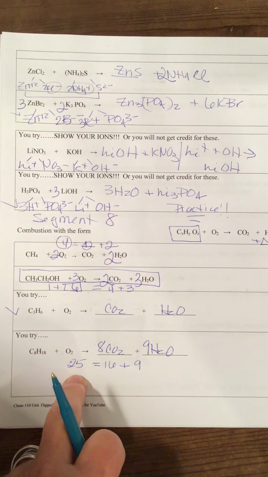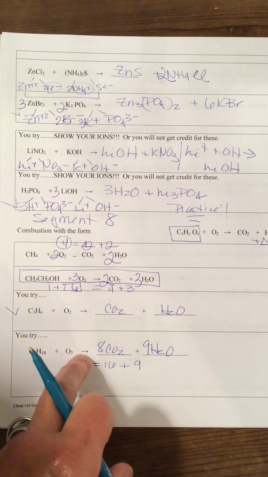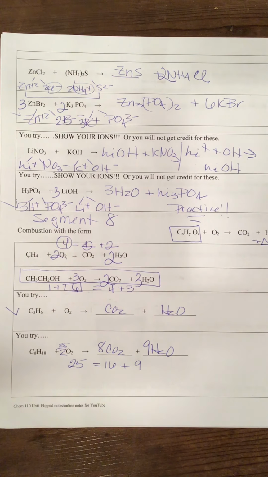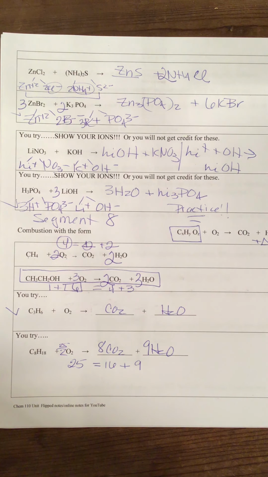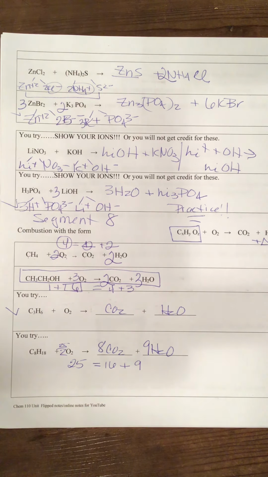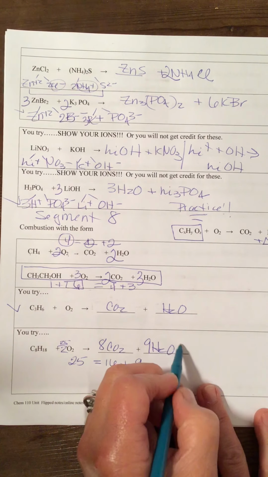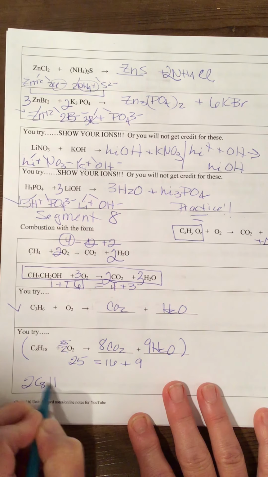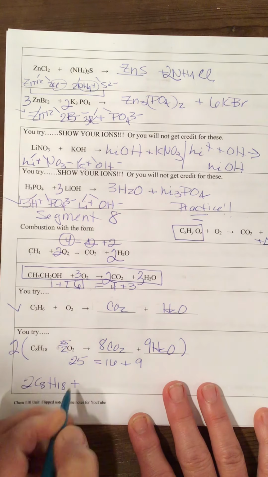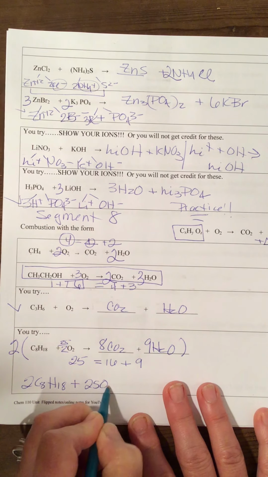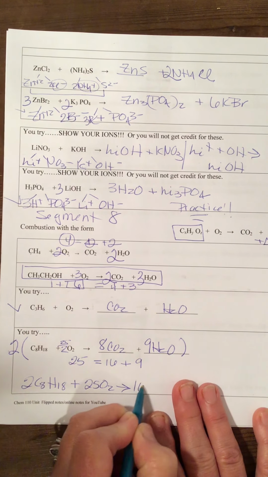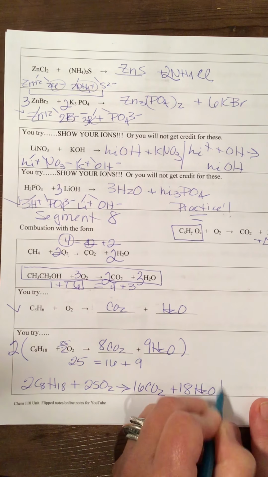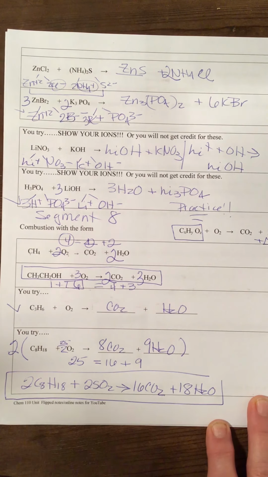You often get an odd number. Some number times 2 has to give me 25. So I don't let that bother me, and I just say, okay, 25 halves. That's the way it goes. To get the 2 out of the denominator, you multiply everything by 2. 2C8H18. 2 times 25 halves is 25O2. 2 times 8 is 16 CO2. 2 times 9 is 18 waters. And that is my final balanced equation.